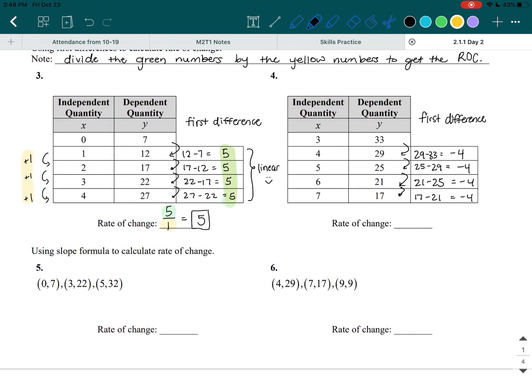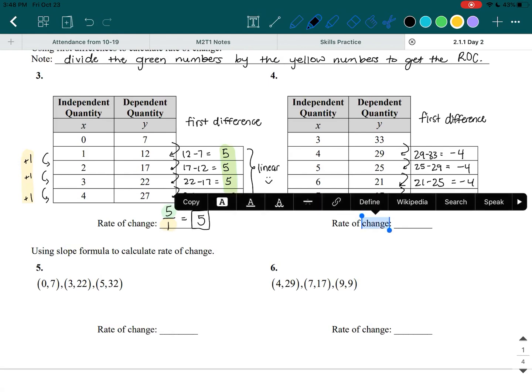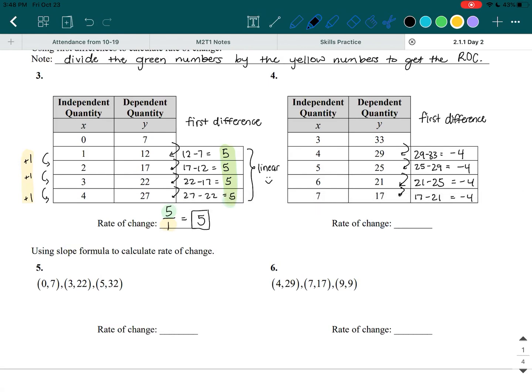Okay, so now let's take a look to see on the left side if we are jumping by 1. So from here to here, we are jumping by 1. 5 to 6, still jumping by 1. 6 to 7, still jumping by 1. So we're all good here. Let's calculate our rate of change. We have the numbers on the right, negative 4, divided by the jump number on the left, 1. So negative 4 divided by 1 is negative 4. Our rate of change is negative 4.